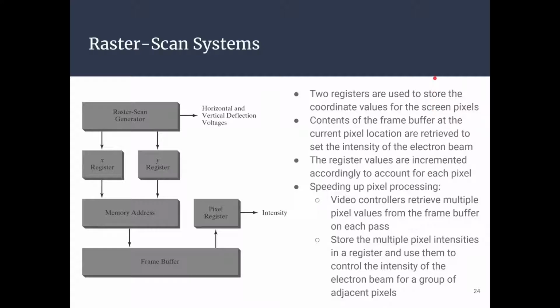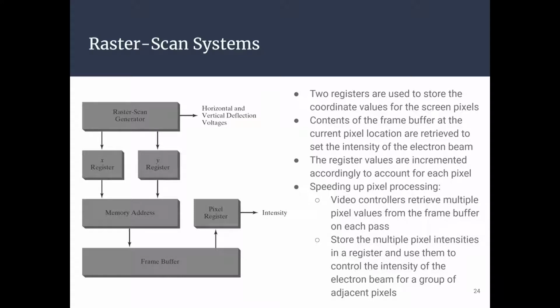Alright, now let's talk about how the raster scan system actually functions to grab these values, put out the pixels, and do the refresh. This image is a simplified structure of how it will work. There are usually two registers used to store the coordinate values for the screen pixel, an X register and a Y register. The content of the frame buffer at the current pixel location will be retrieved to set the intensity of the electron beam. Then the register values are incremented accordingly to account for each pixel.